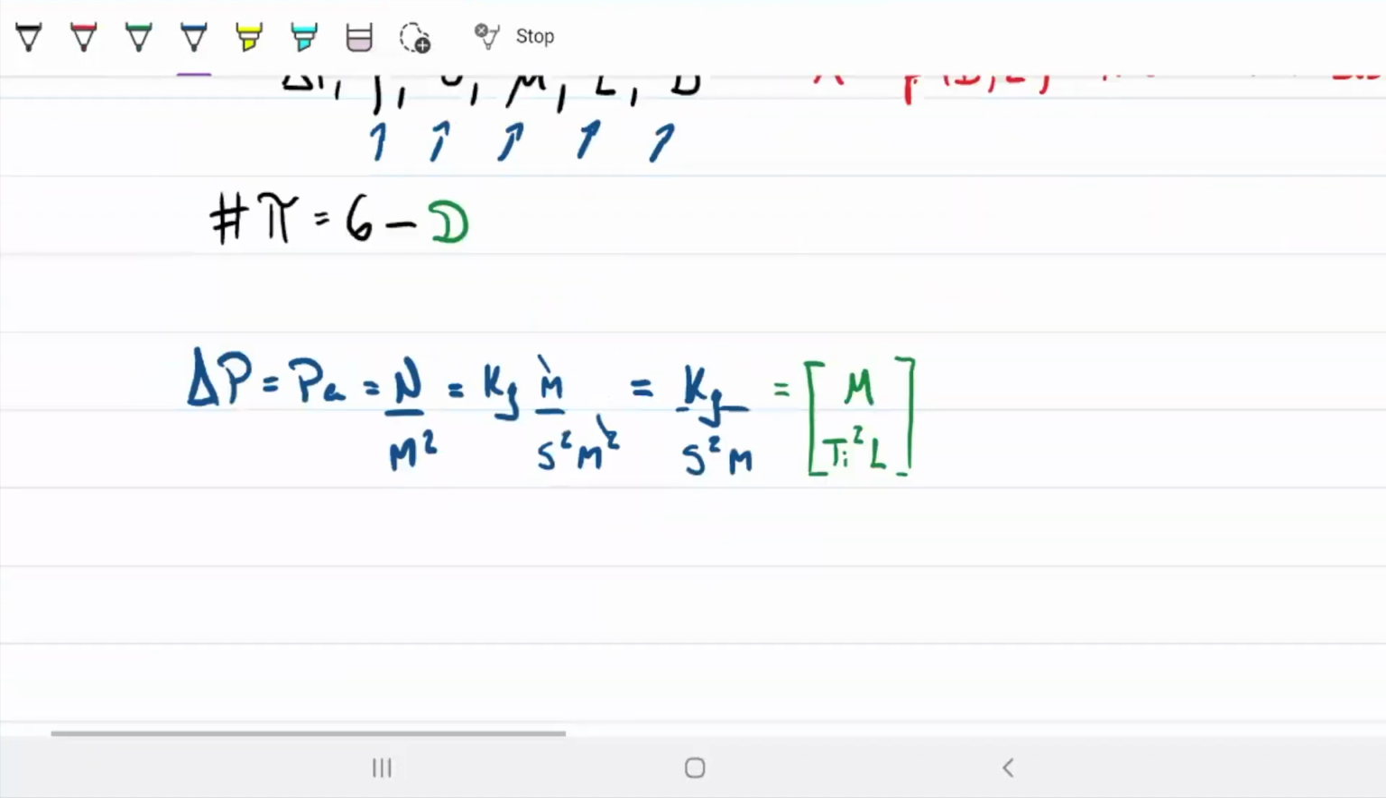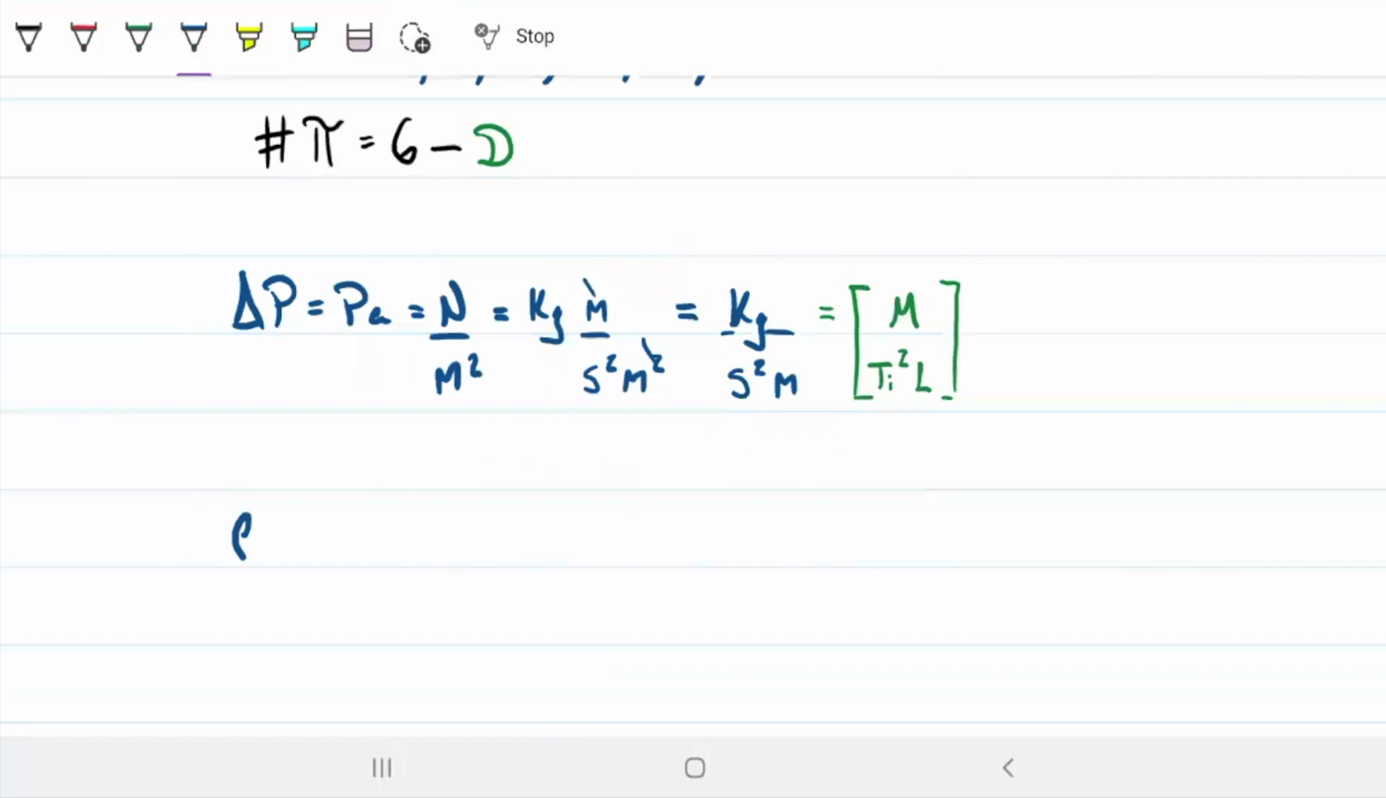So the next one is, what is that? Density, right? So density, then we have kilograms per meters cubed. And we can do this faster, this is mass over length to the third, right? Those are the dimensions around density.